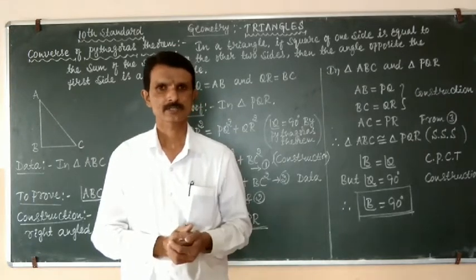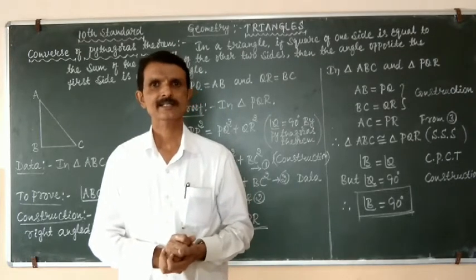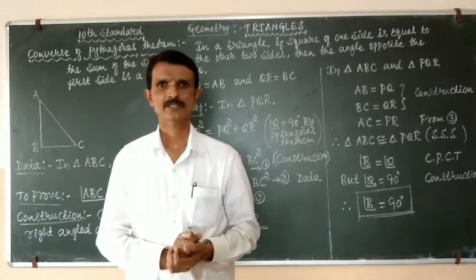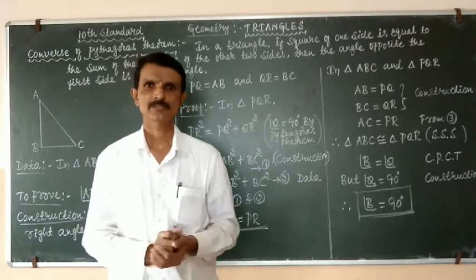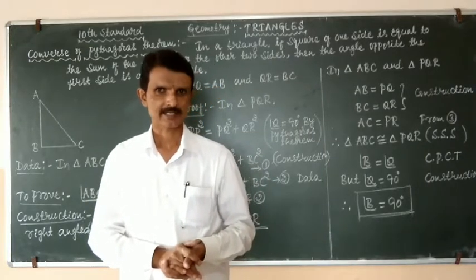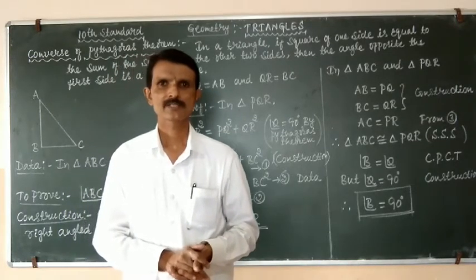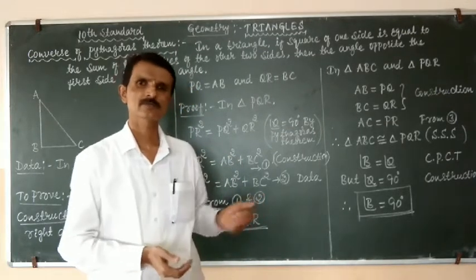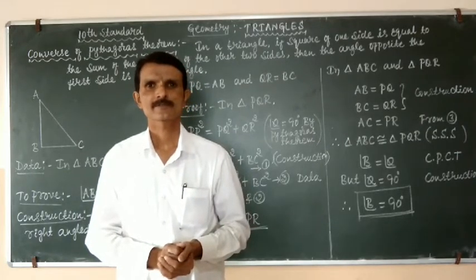Come and tell me, students, the statement of the Pythagoras theorem. Yes. In a right angle triangle, the square on the hypotenuse is equal to the sum of the squares on the other two sides. Repeat again. In a right angle triangle, the square on the hypotenuse is equal to the sum of the squares on the other two sides. Now it was proved by the mathematician Pythagoras.